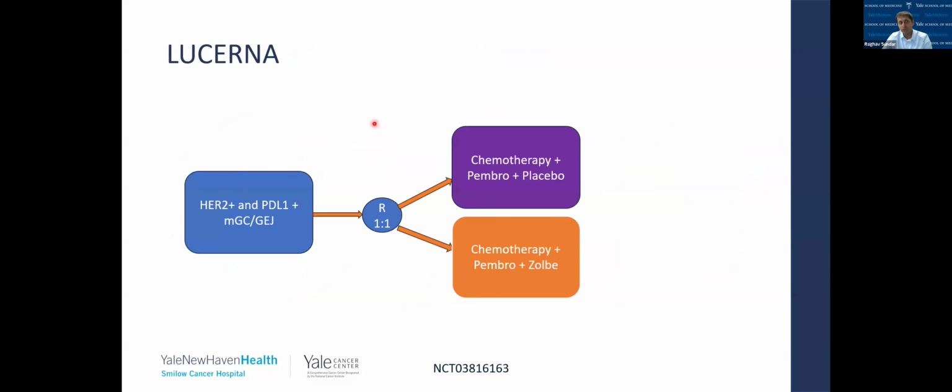And to actually answer this question, the Lucerna trial is looking at both HER2 positive and PD-L1 positive metastatic gastroesophageal cancers and randomizing these patients to receive chemotherapy and pembrolizumab with or without zolbetuximab. And this is another trial that's going to be opening up at Yale soon for patients that have both expression of HER2 and, not HER2, sorry, of PD-L1 and claudin.